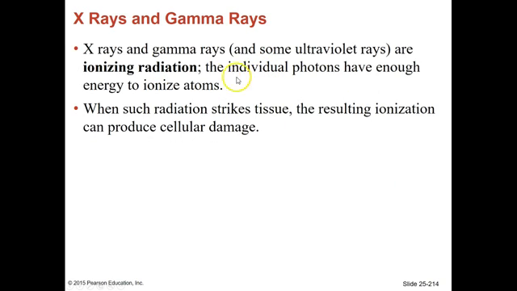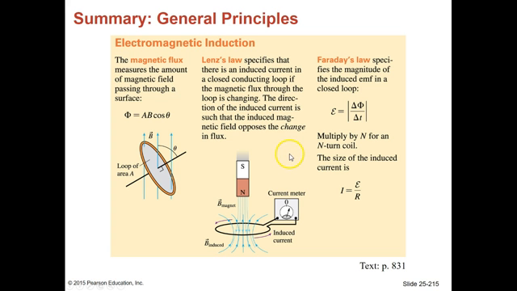X-rays and gamma rays are what we call ionizing radiation. The individual photons have enough energy to ionize atoms. So when that radiation hits some tissue, that can produce some cellular damage. Typically it does. And that is the end of this section.